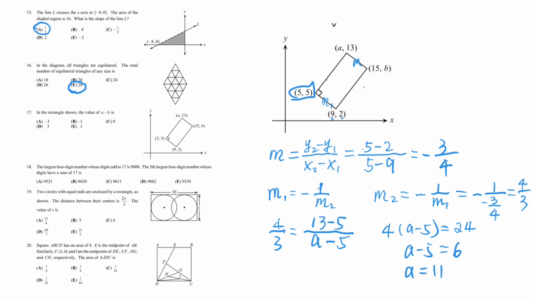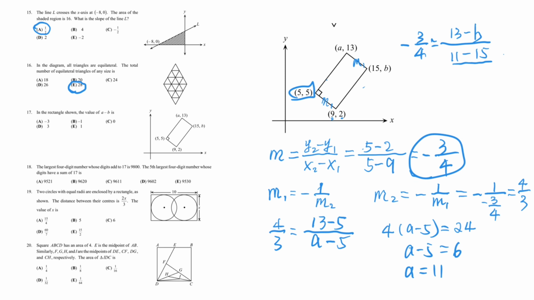and we also talk about the parallel line has the same slope. M1 equals negative 3 over 4. Negative 3 over 4 equals y1 minus y2 over x1 minus x2, that's 13 minus b over 11 minus 15. Still cross multiplying. 11 minus 15, that's negative 4. Actually, this is negative 4, 11 minus 5.